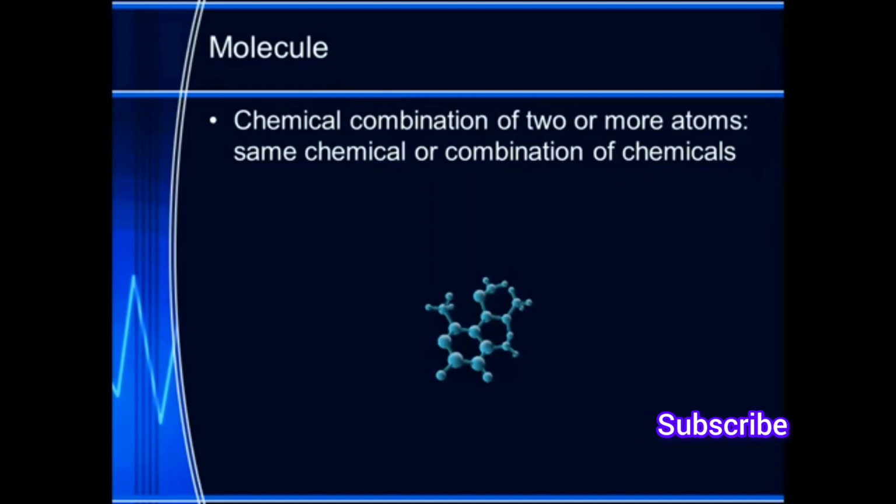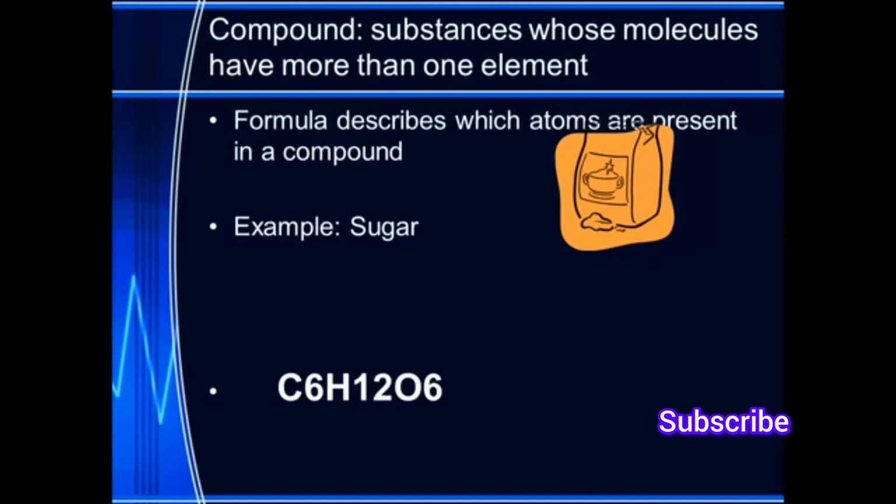A molecule is a chemical combination of 2 or more atoms, the same chemical or combination of chemicals. So you could have a molecule of oxygen, and you could have a molecule of water, which would be a chemical combination of more than one particular type of element. A compound is substances whose molecules have more than one element. And we use formulas to describe the different elements within certain compounds.